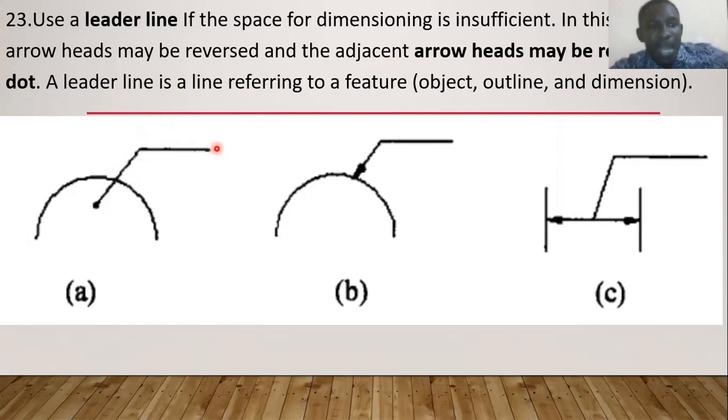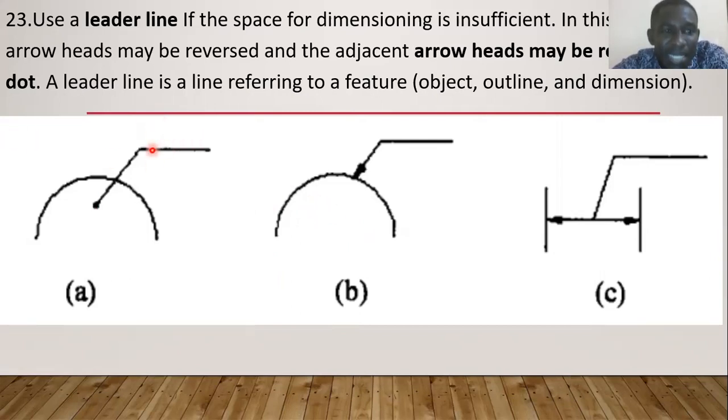Now, a leader line is a line referring to a feature. Here we have features A, B, and C. The feature could be an object, an outline, or a dimension. So in part C, the feature we are talking about is a dimension. In part B, it's an outline or an object.